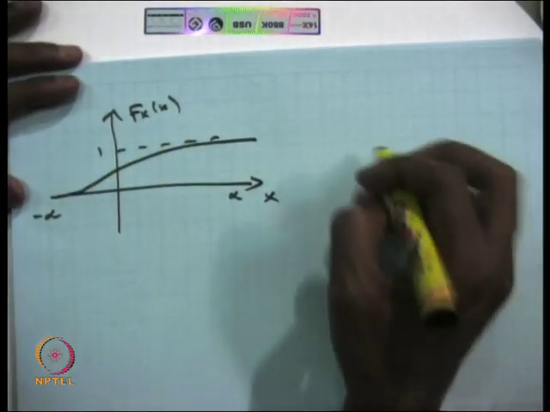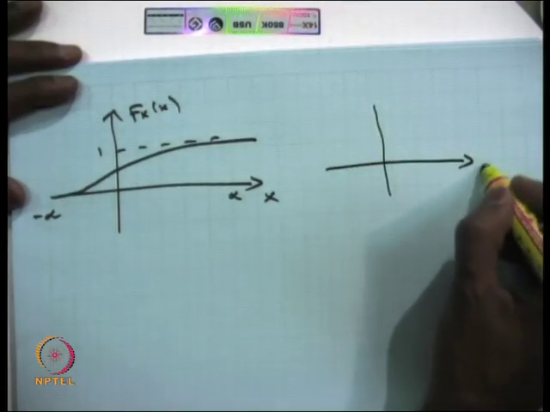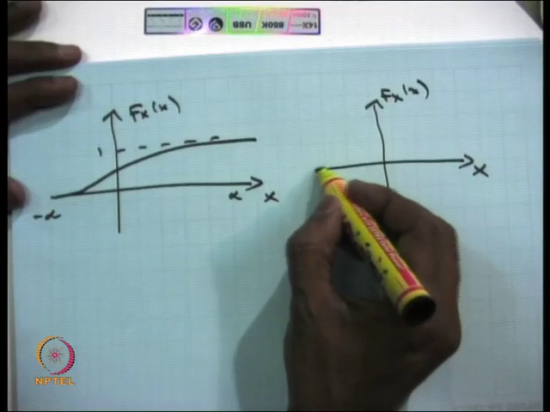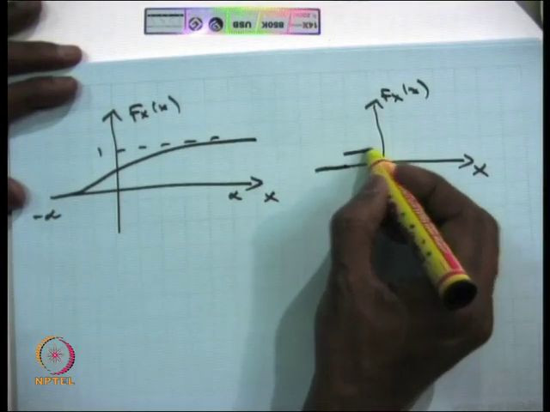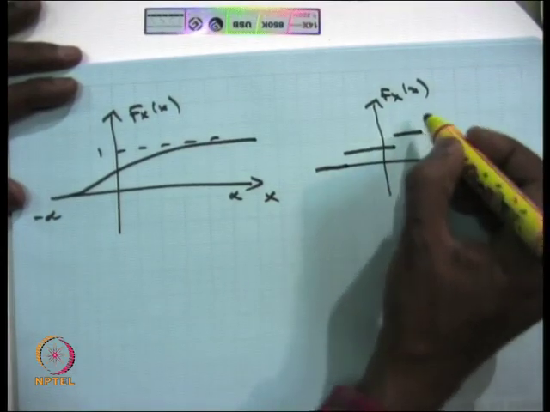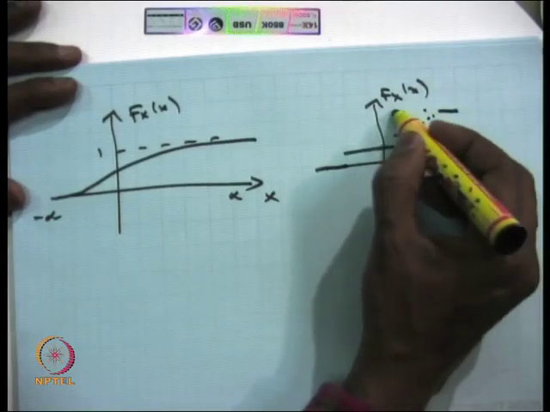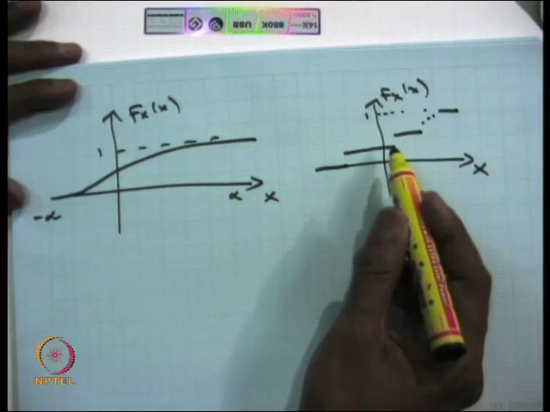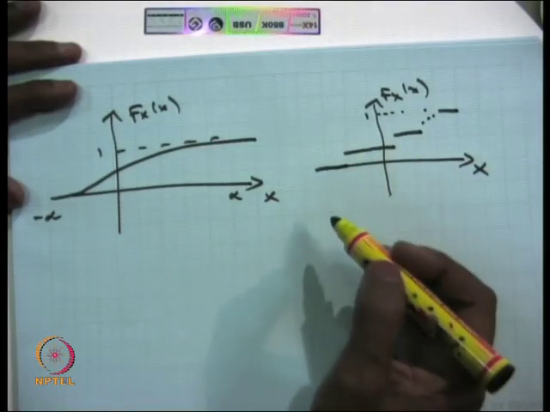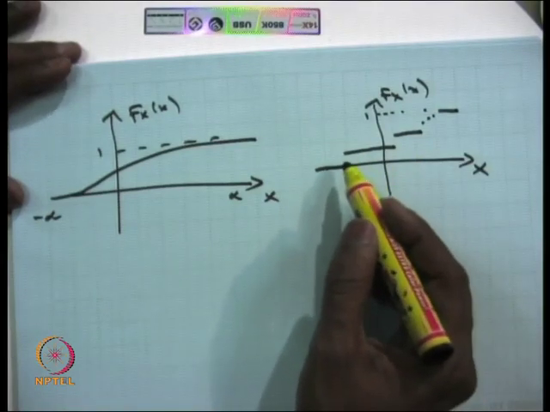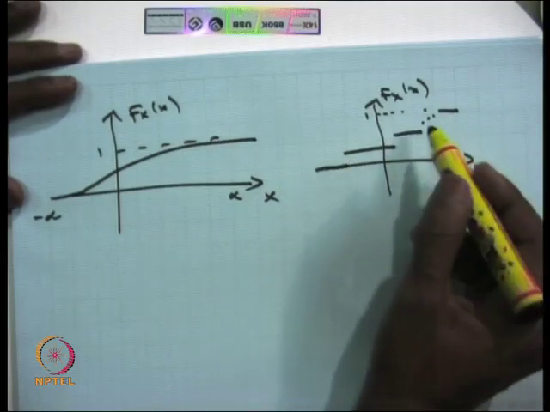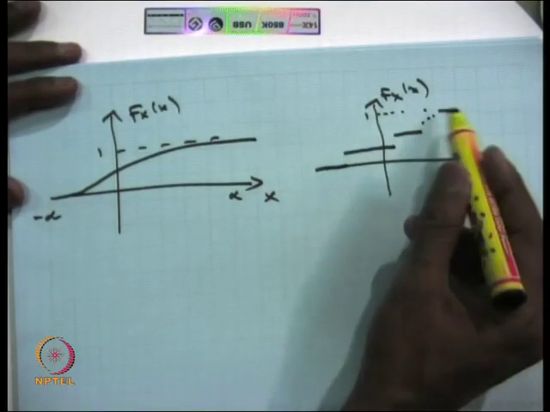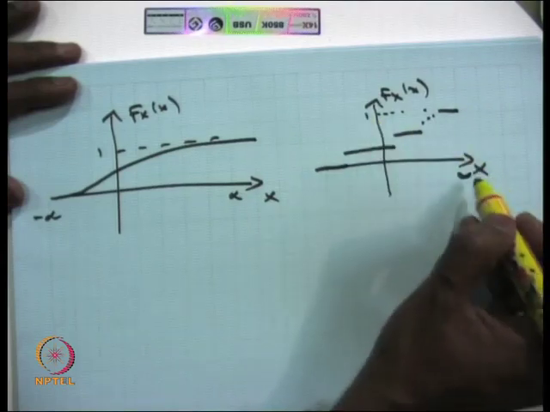And I can give another example of a CDF. It starts from 0 and it has a discontinuity. That means it is a right continuous function and a monotonically increasing function, and it has countably infinite jumps or countably infinite discontinuities, and it reaches 1 at infinity.